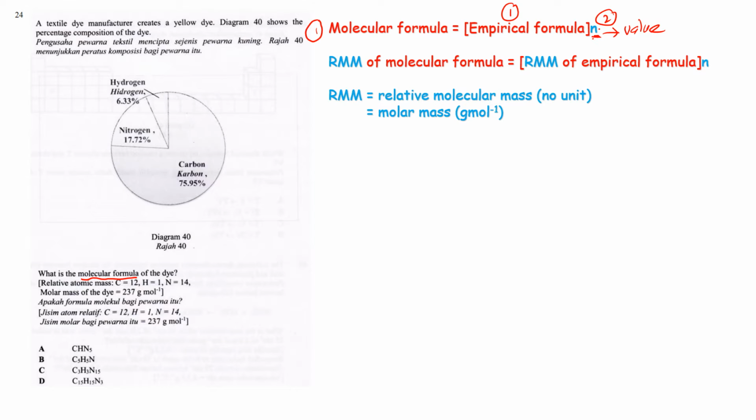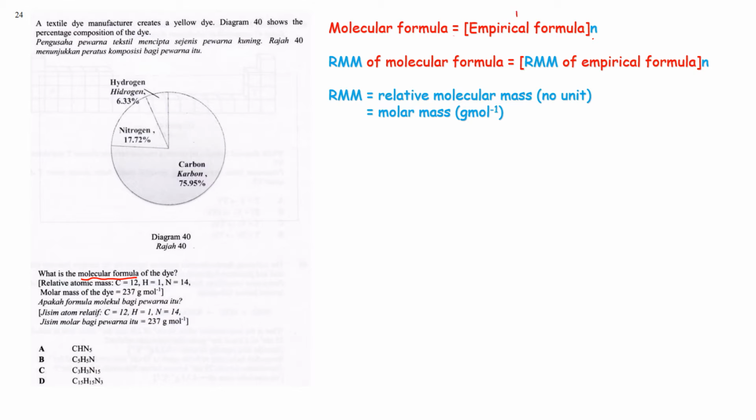So to get this value, how can we get this number? We get it from the relative molecular mass, RMM. The value for relative molecular mass is the same as the molar mass. The difference is relative molecular mass has no unit, while molar mass has a unit. So the relative molecular mass of the molecular formula is equal to the relative molecular mass of the empirical formula times n. You just modify this formula to the relative molecular mass.